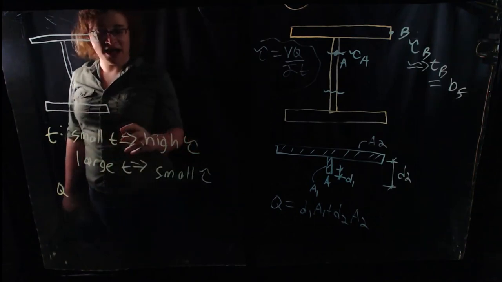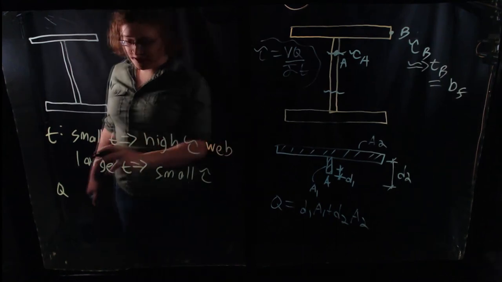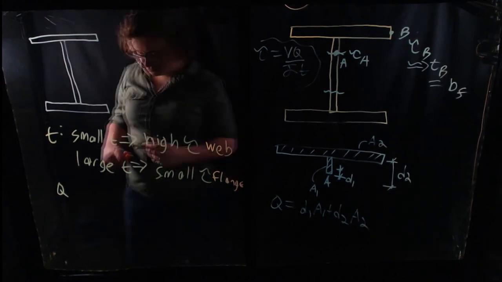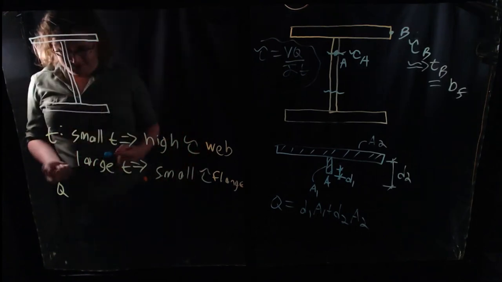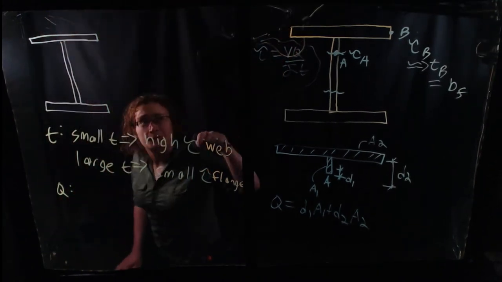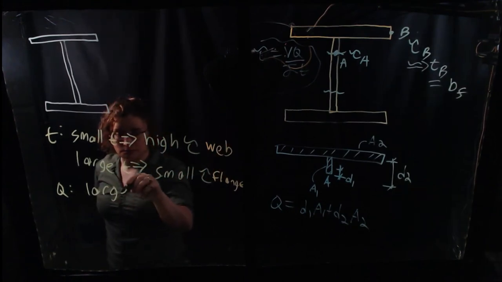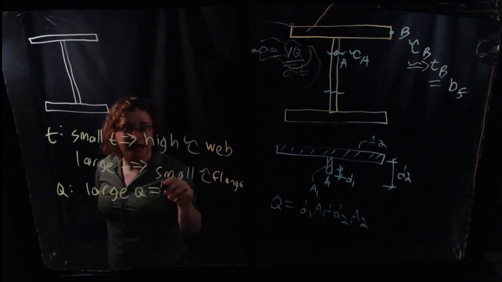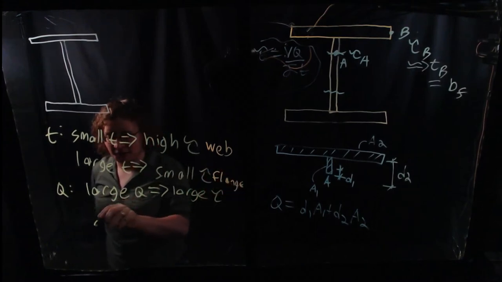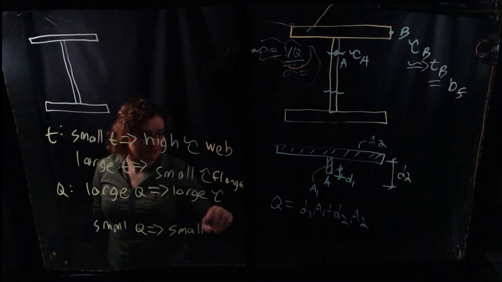So you have a small thickness in the web, and you have a large thickness in the flanges. Q, first moment of outward area. Well, mathematically, how does this work? So Q, if you're just looking at the formula, a large Q is going to be a large tau, a large shear stress, and a small Q will be a small tau, a small shear stress.